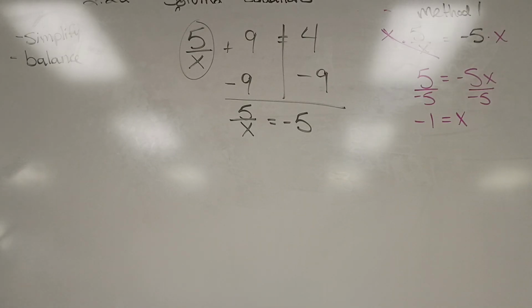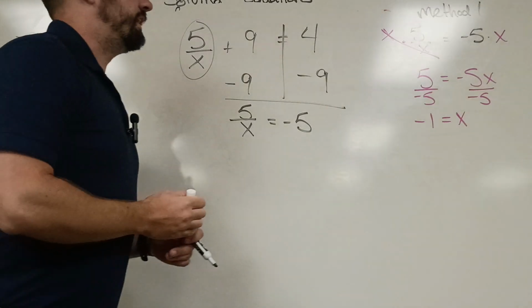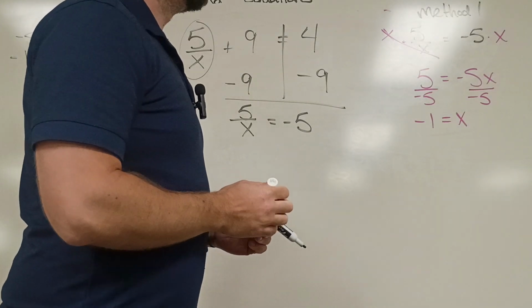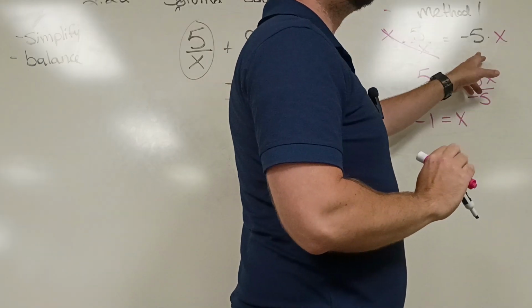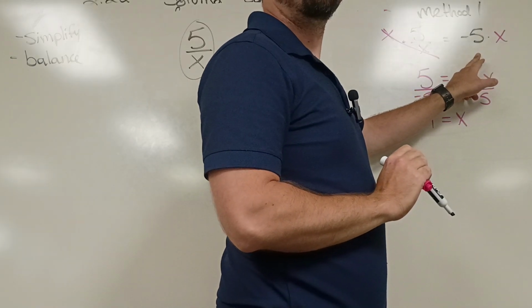Now, could I have also seen it as a cross multiplication problem? Yeah. Could I? No, don't do that. Could I have found a common denominator and then set them equal? Yeah.